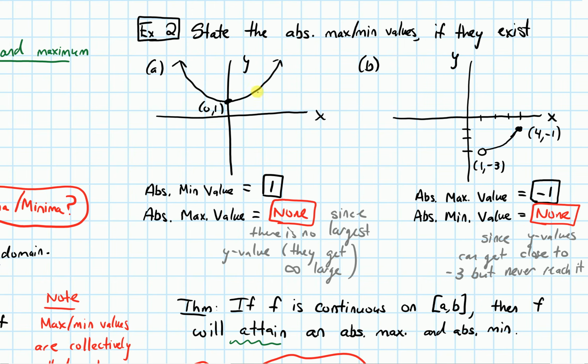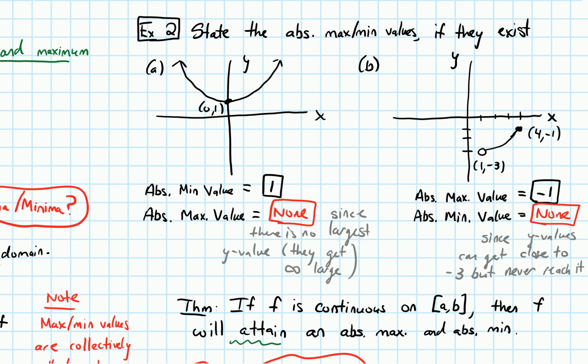So in part A, my function was continuous, but the domain we were looking at was all real numbers. It wasn't a closed interval. In part B, we weren't looking at a closed interval. It's what's called a half-open interval. In part B, our function is continuous on a half-open interval. And because of that, it doesn't quite fit what this theorem says.